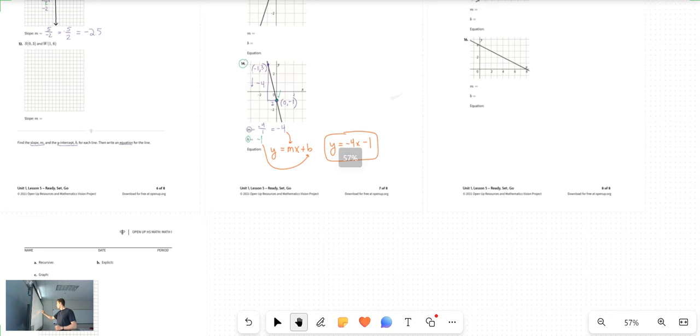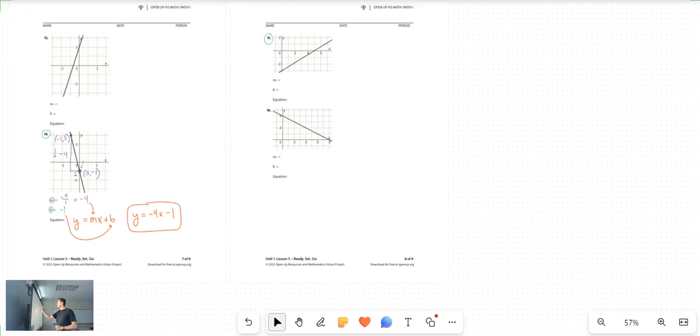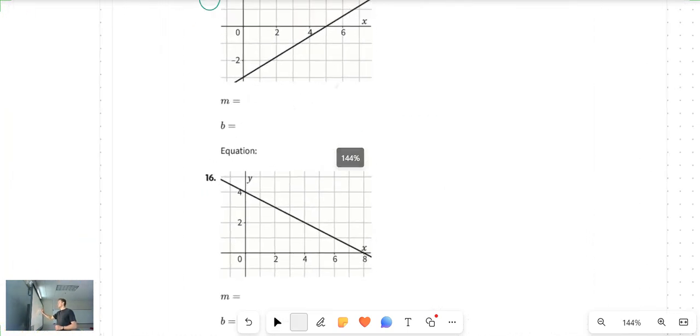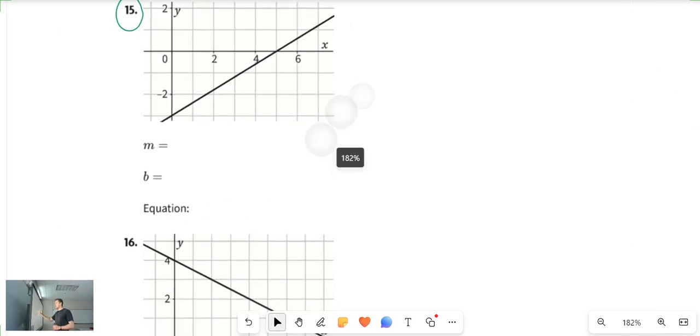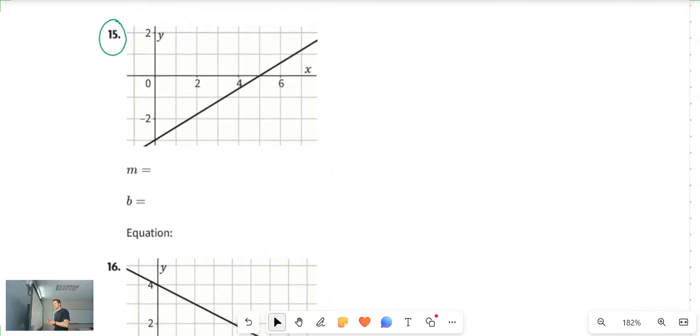And let's just check to be thorough. Is there anything on the last page? There is. We have one more to do. All right, so that wasn't our final thing. We are doing one more. Here we go. All right, so first our slope.